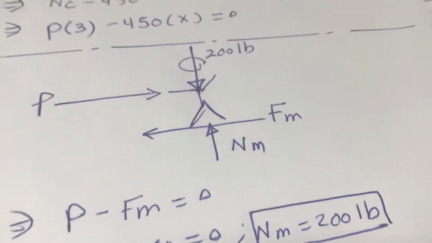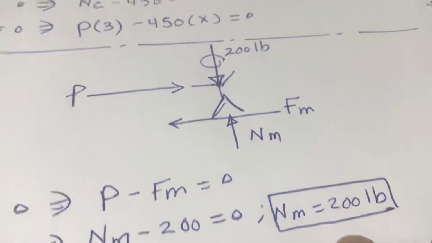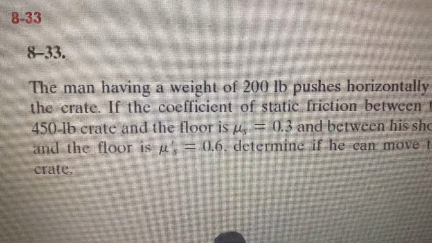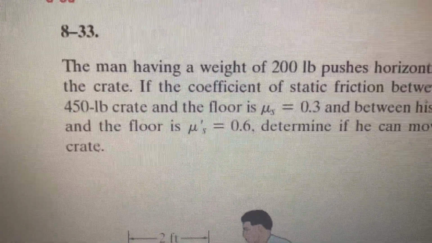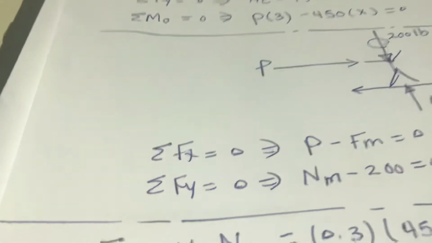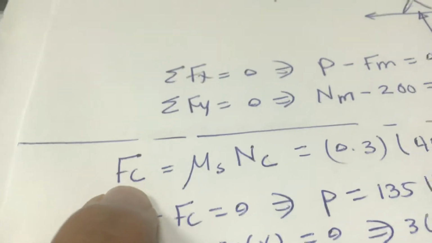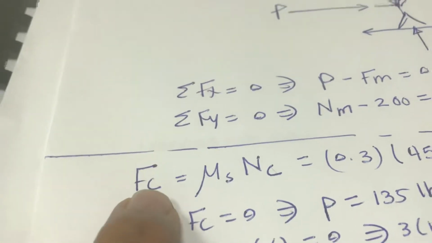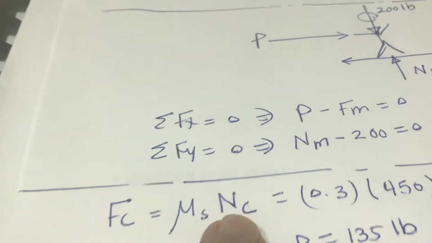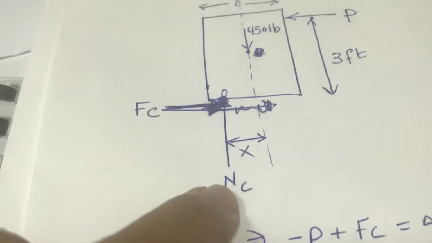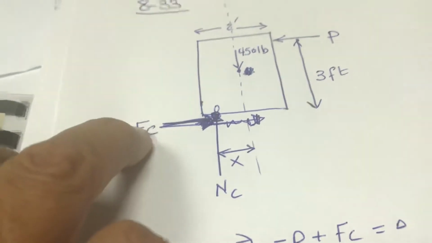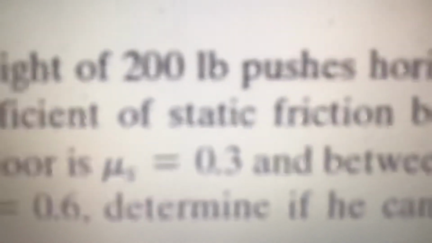Now, he gave you the friction coefficients. He gave you the coefficient mu s of 0.3 for the crate and mu s dash of 0.6 for the human. So the force of friction from the crate, Fc, is equal to mu s times Nc. So Fc, the friction because of the crate, is equal to the normal force times mu s, which we know is 0.3. So 0.3 times Nc.